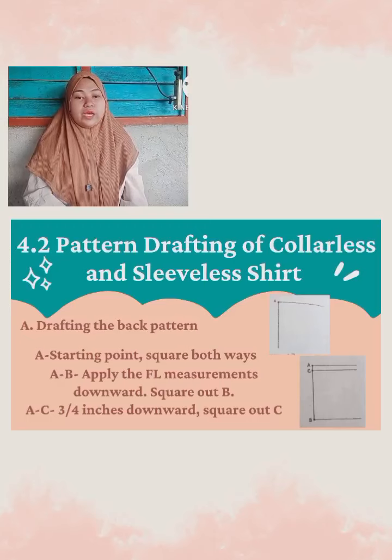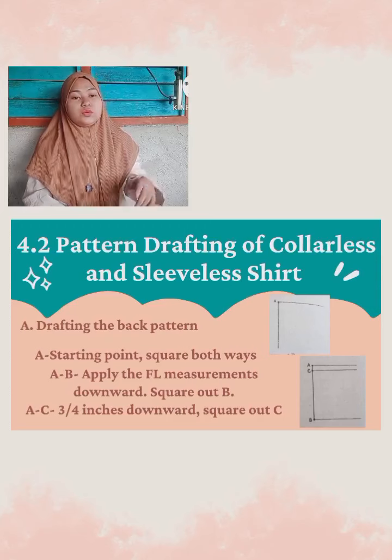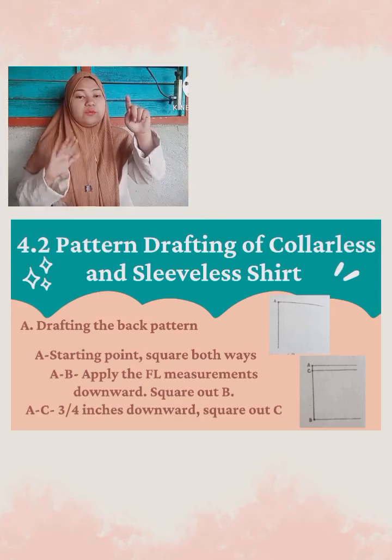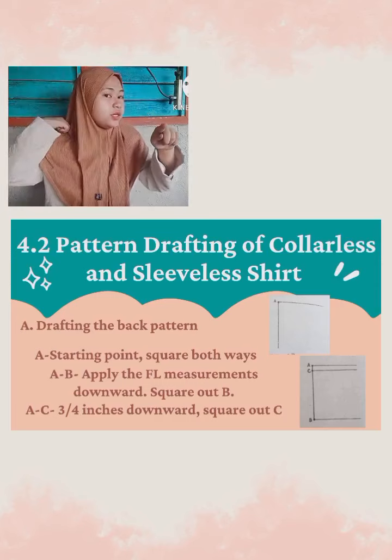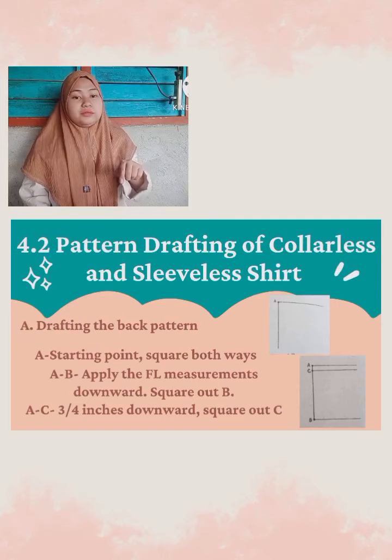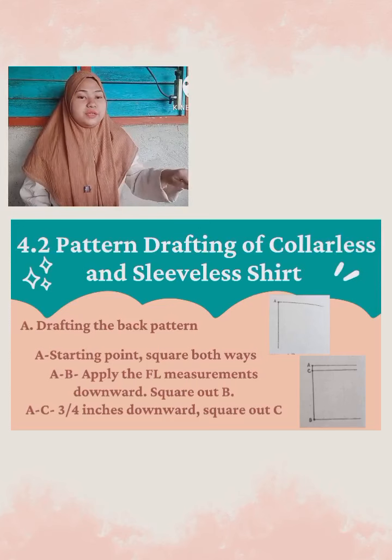So A, the starting point, square both ways. Okay, so A here, then here. So this is our A. Then AB: apply the full length measure. So the full length, from here to here. So here, then this is B. Then square out B. So this is the B here.